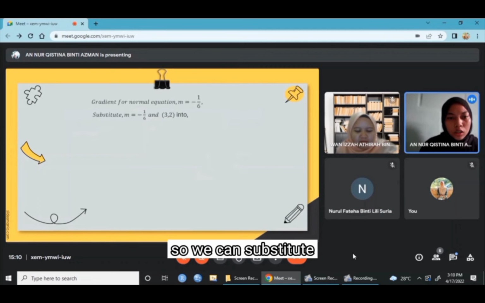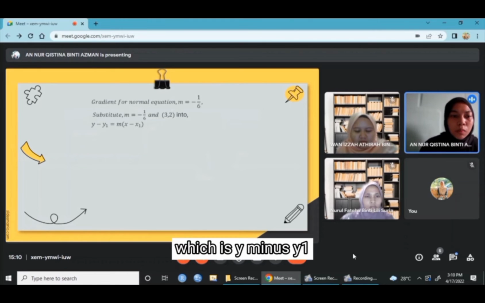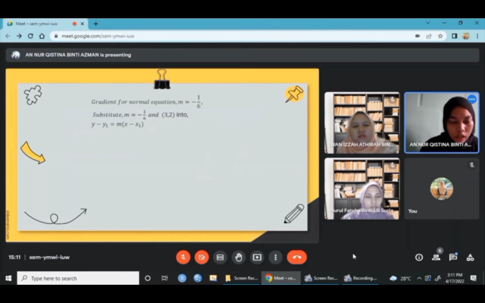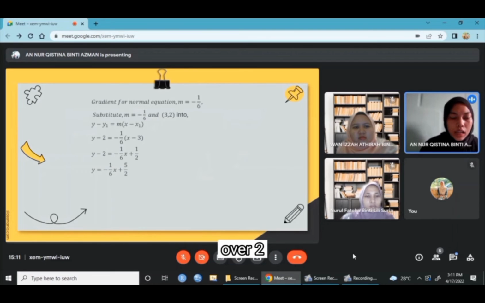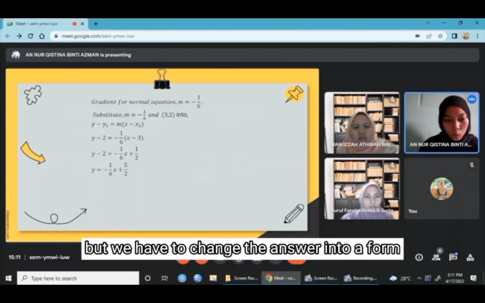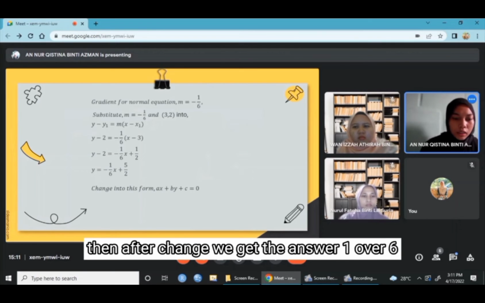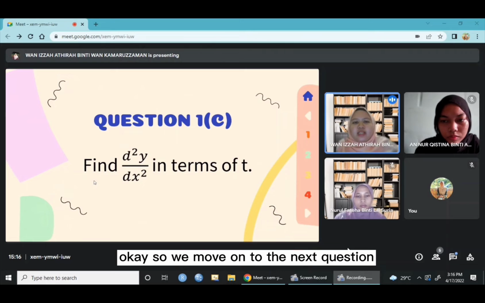Okay, now we have m and a point. So we can substitute the gradient and the point into the point-slope equation, which is y minus y1 equal to m times x minus x1. Then after substituting, we get y equal to negative 1 over 6 x plus 5 over 2. But we have to change the answer into standard form. After changing, we get the answer 1 over 6 x plus y minus 5 over 2 equal to 0. Okay, so we move on to the next question.